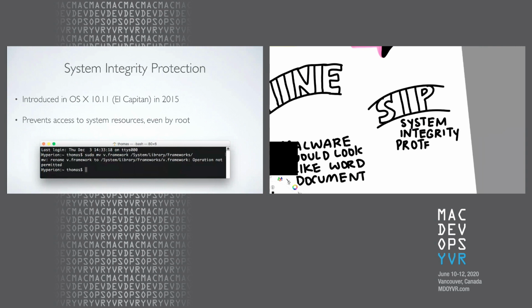So SIP is really important. It's really good for protecting the system itself against modification by a malicious process or insertion of malicious processes into some of these system level directories.